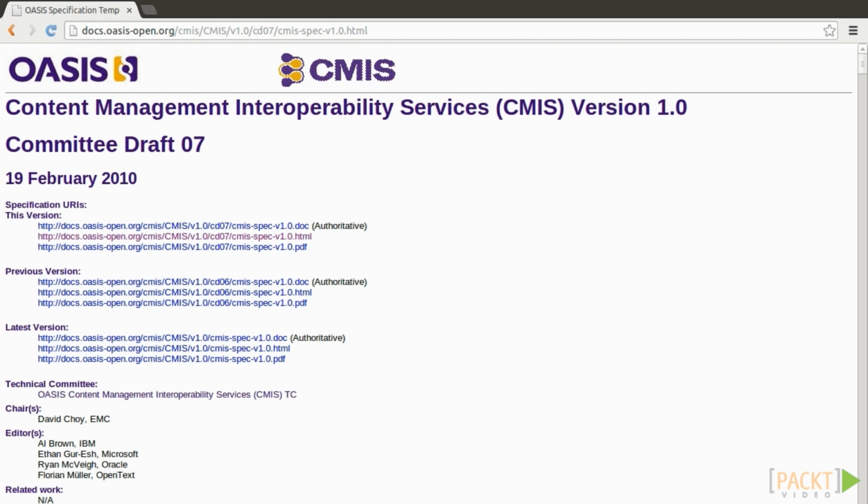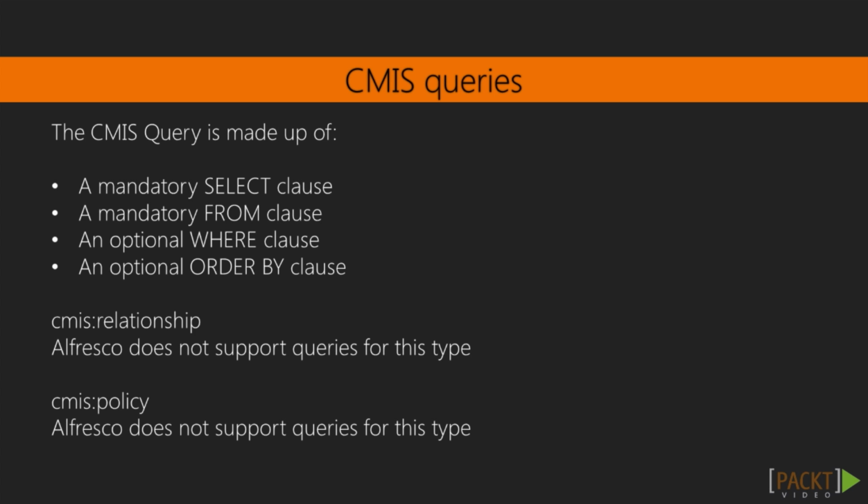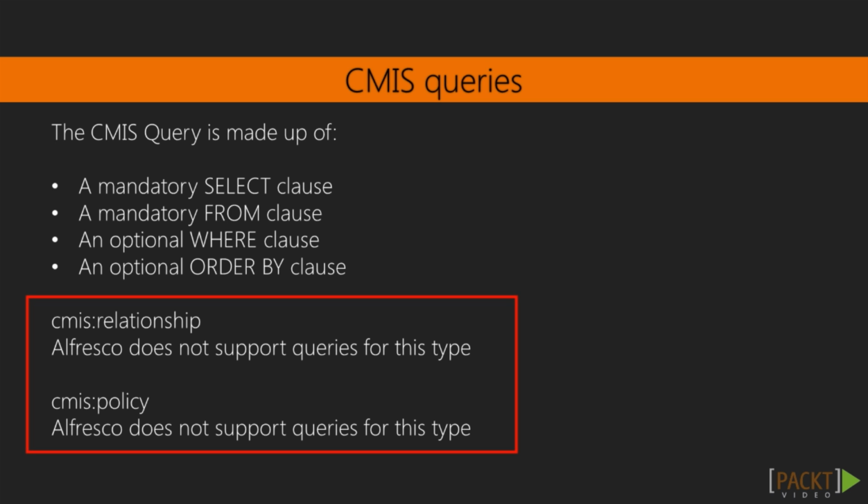One of the important things to remember is that most part of the CMIS query language are supported by Alfresco, except join between types. The CMIS query is made up of a mandatory select clause, a mandatory from clause, an optional where clause, and an optional order by clause. The CMIS query language does not support group by or having. The object types are those in the list of the slide, although the policy and relationship objects cannot be used in Alfresco-related CMIS queries.